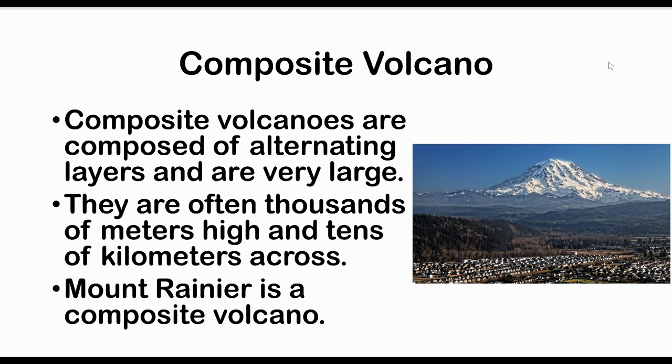Composite volcanoes are composed of alternating layers and are very, very large. They're often thousands of meters high and tens of kilometers across. So Mount Rainier is an example of a composite volcano, very large. In this image of Mount Rainier, you can see that there is a village in the bottom, and many miles away, you can see Mount Rainier, a very large volcano.